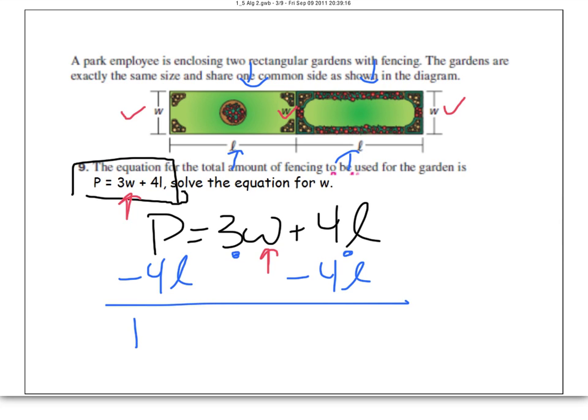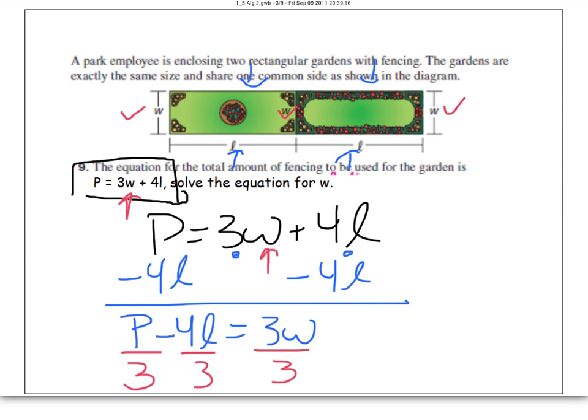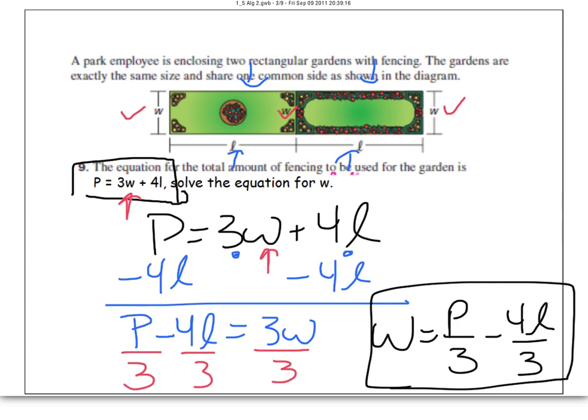Just write what you see. P minus 4L equals 3W. To get the W by itself, it has 3 being multiplied, so you divide by 3 on all the pieces. When you do that, you're going to get W equals P divided by 3 minus 4L divided by 3.